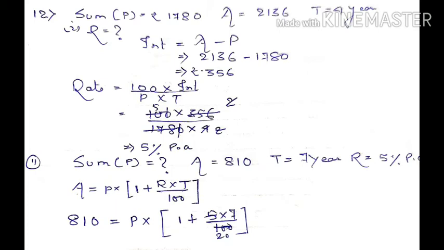Interest is 356. Rate formula, use it, 100 into interest by principal. Principal is 1780. Time is mentioned here 4 years. So rate will come, rate is 5%. Now in this one more question is attached. Find the sum. Sum means principal.